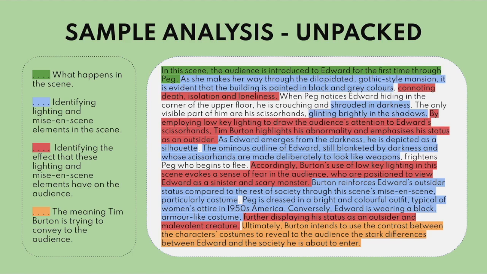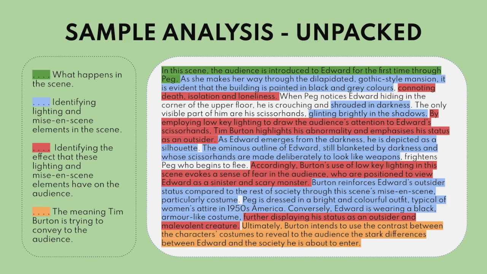So let me read and break down this sample scene analysis paragraph with you guys. So in this scene, the audience is introduced to Edward for the first time through Peg. So a short, descriptive sentence of what happens in this scene. Now, as she makes her way through the dilapidated, which means run down, Gothic-style mansion, it's evident that the building is painted in black and grey colours, connoting death, isolation, and loneliness.